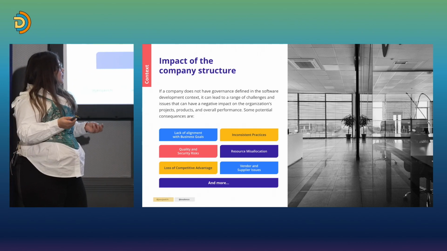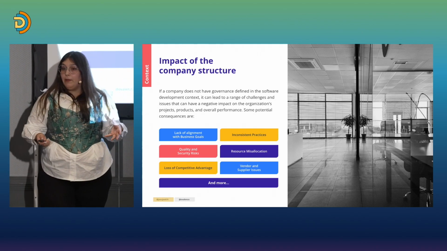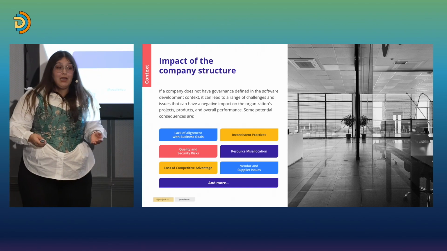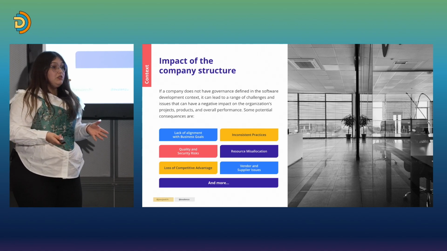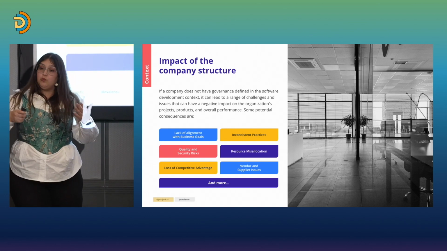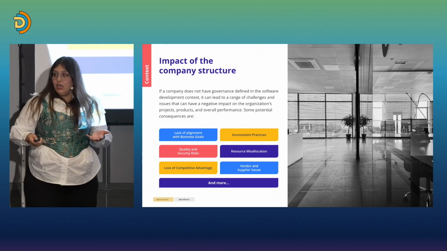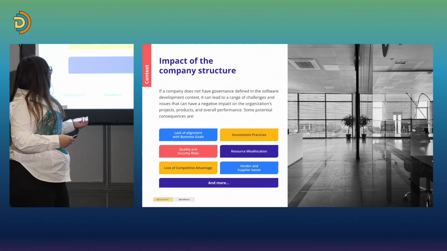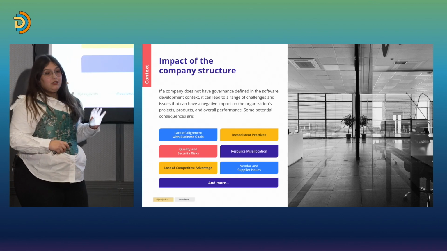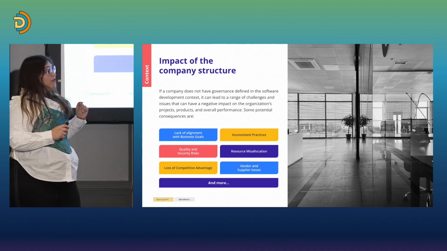So resource misallocation and vendor and supply issues are the most common that we see when we assess companies, because it's very hard to manage people from different vendors because they have different cultures. Each vendor wants to push their own culture, and they also have to mix with the culture of the company. So the impact is very hard. We can have quality and security risk, and most important, in my opinion, is loss of competitive advantage.